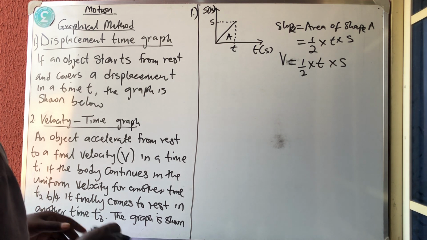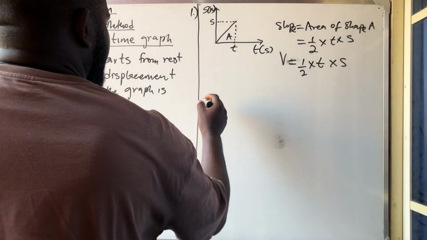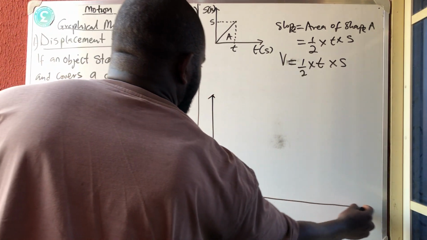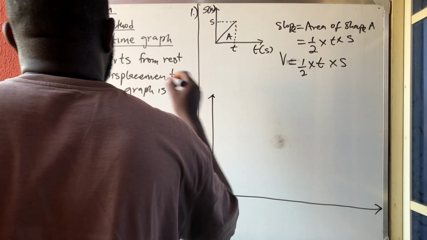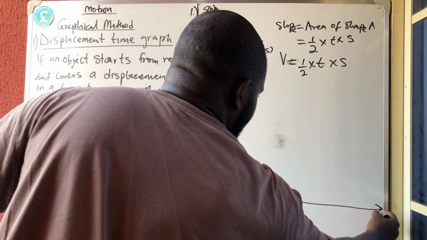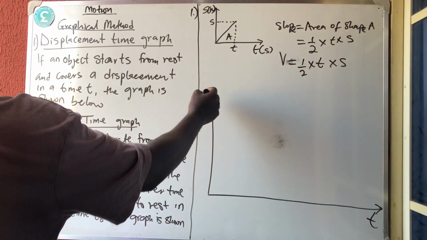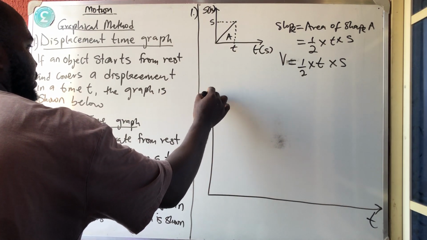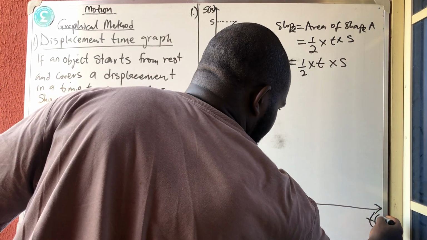In number 2, let us draw that. Look at number 2. This was a velocity-time graph. So I'm having velocity here and time here. Remember that velocity is in meters per second, and then time in seconds.